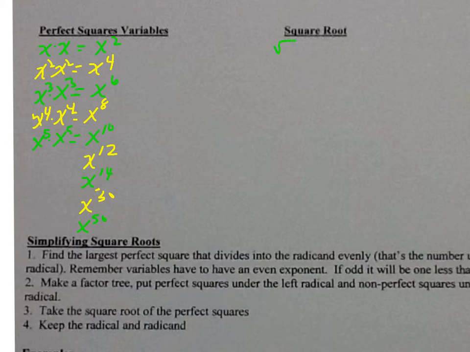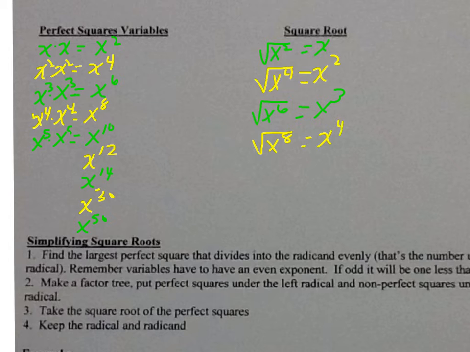So the square root of x squared is x. The square root of x to the 4th is x squared. The square root of x to the 6th is x to the 3rd. The square root of x to the 8th is x to the 4th. The square root of x to the 10th is x to the 5th. So notice, what do you notice about the exponents?